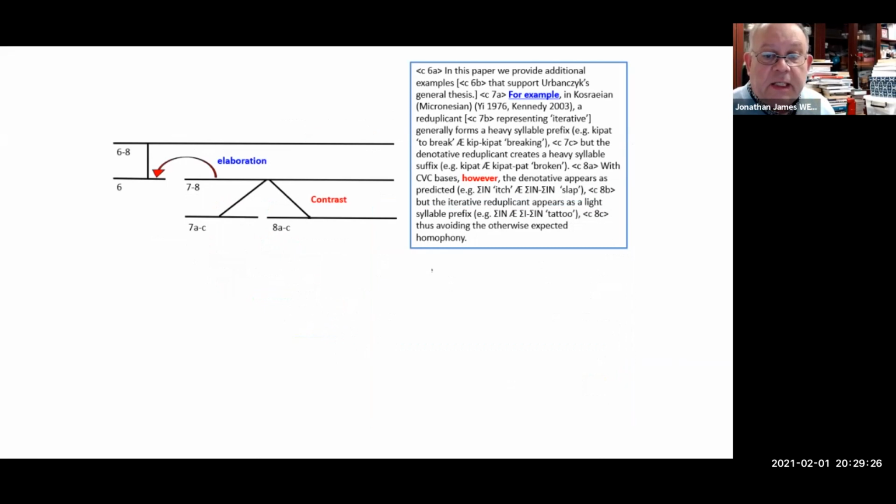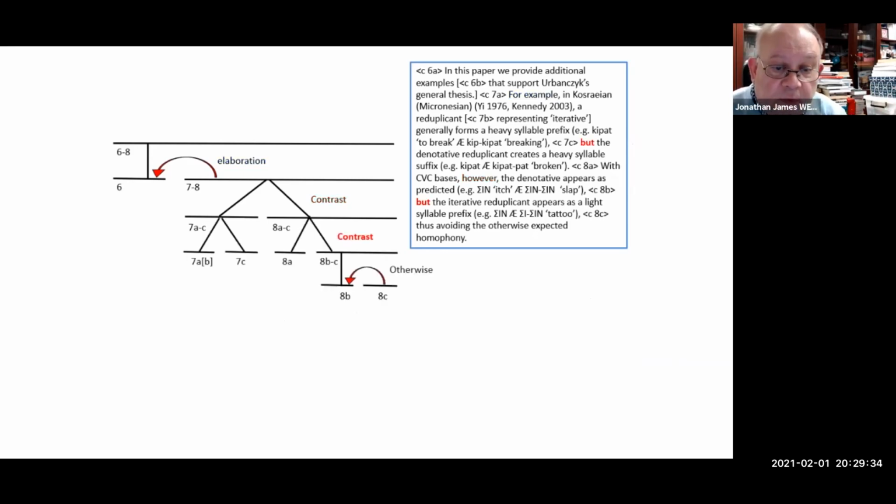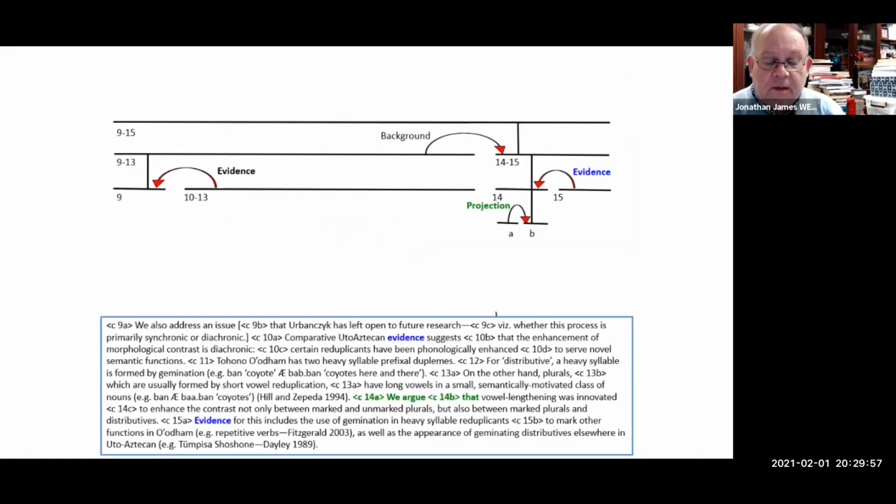Elaboration, for example, contrast, however. Again, I'm not going to go through the whole text here. Highlighting those other things, we see contrast, 8A and B, contrast, 7, but. A, B, and C, avoiding, thus avoiding, otherwise, the word is said there, otherwise, all right? It actually uses the words that describe the relations, evidence, evidence, projection. We argue that.